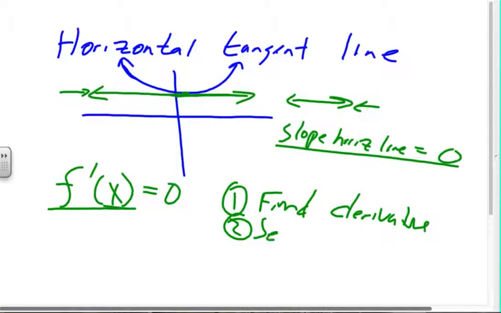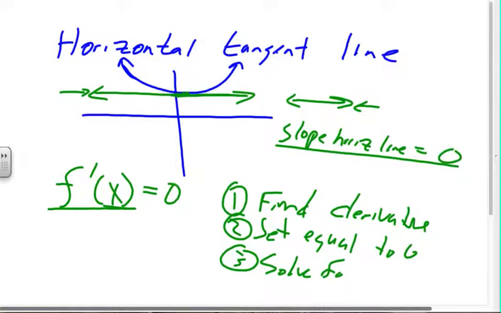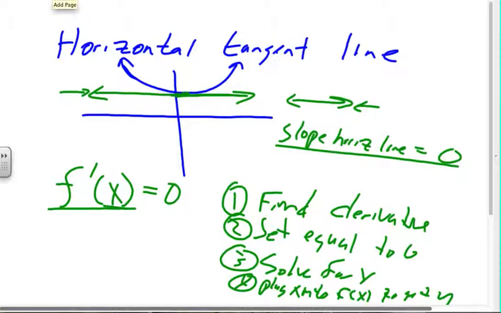Set it equal to 0. And then solve for x. And then plug x into your original equation, not your derivative, but f of x, to get the y value. And that's how you find the point where you have a horizontal tangent line. You take advantage of the fact that a horizontal tangent line has a slope of 0.